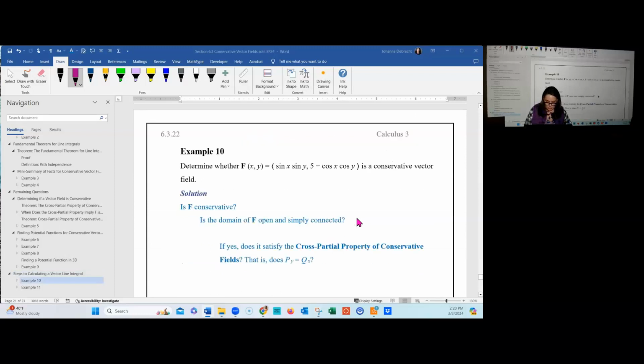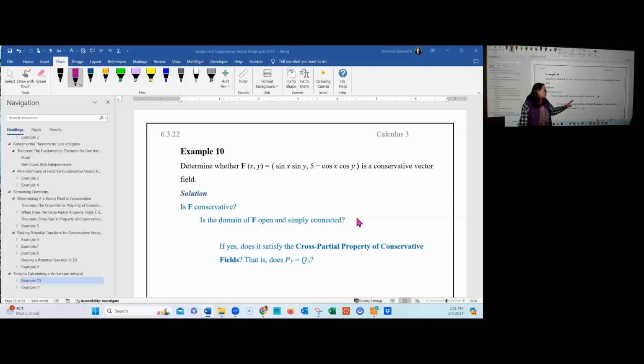In example 10, we're asked to determine whether a vector field given by sine x sine y, comma 5 minus cosine x cosine y is a conservative vector field. In this case, the first question we ask is, what is the domain? The domain, since it's sine x, sine y, cosine x, cosine y, is basically any value in the R2 plane, in the XY plane. Since we know that R2 is open and simply connected, then we have our first 3 conditions. The question now is, do we have the 4th?